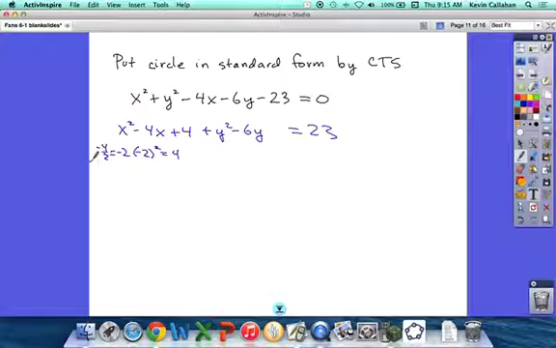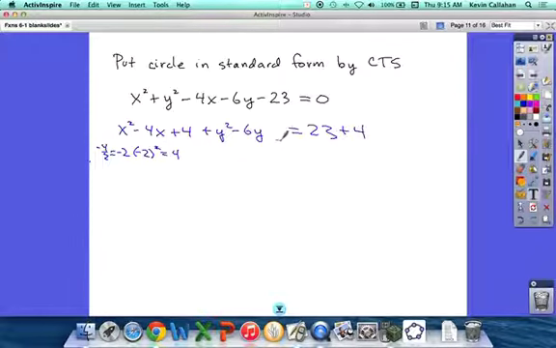I can't just add 4 to the left-hand side of the equation because, on the last slide, that was an expression. I can do anything to an expression. I can't do that to this. Since I added 4 to the left, I've got to add 4 to the right. So because of that plus 4, I have to add 4.